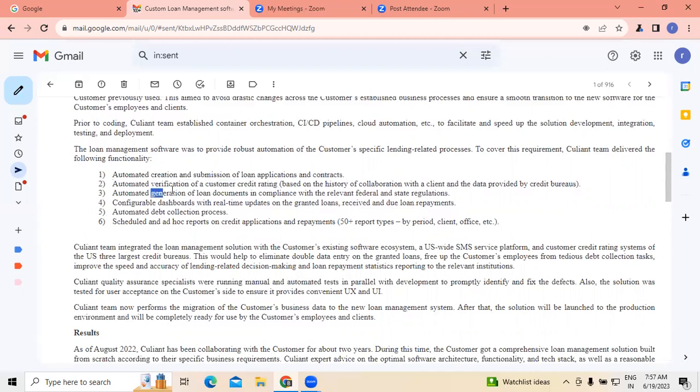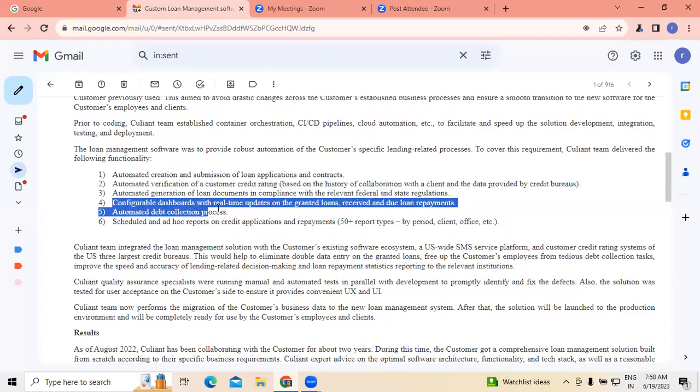Next, automation of the generation of loan documents in compliance with the relevant federal and state regulations, because of the rules and regulations of the respective country or government, right? Whatever rules and regulations they have, taking that into account, the generation of loan documents will be automated. At the same time, configurable dashboards, which will be useful for real-time updates as they generate loans, receive due payments, loan payments, etc., will be one more functionality.